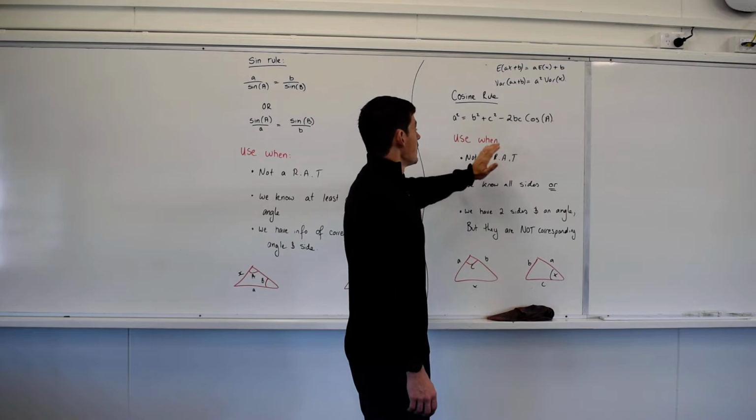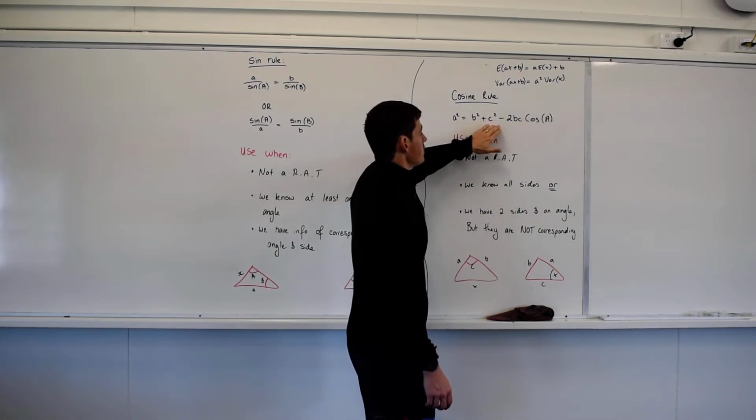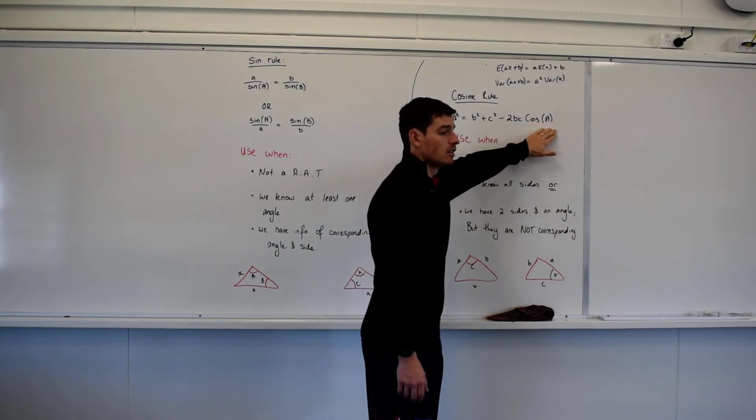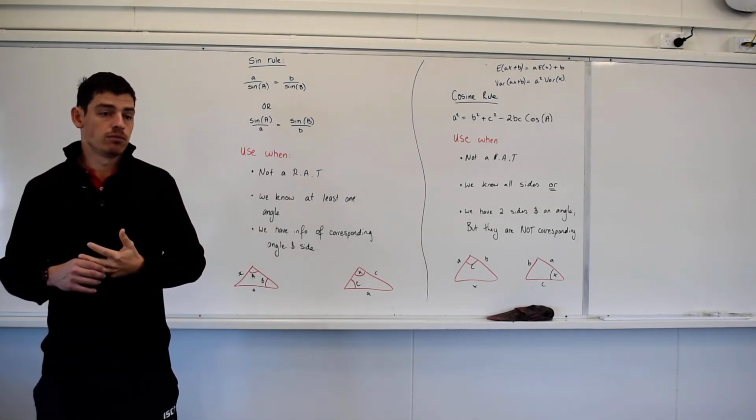Happy with that? Again, I can change this. I can make that c squared equals a squared plus b squared minus 2ab cos C. I can change those, or I can draw my triangle however I want.